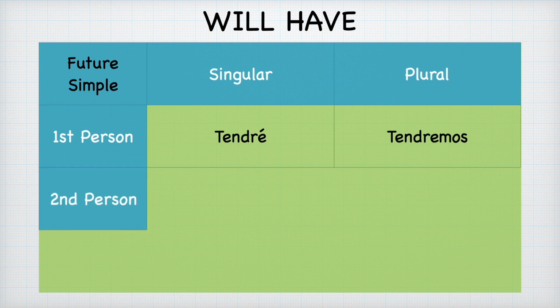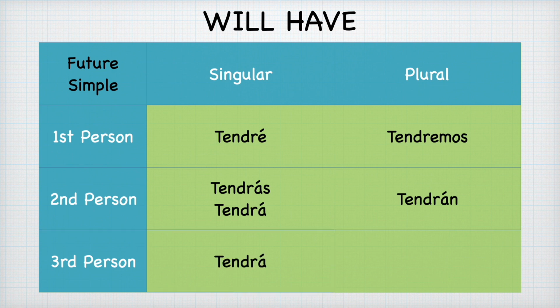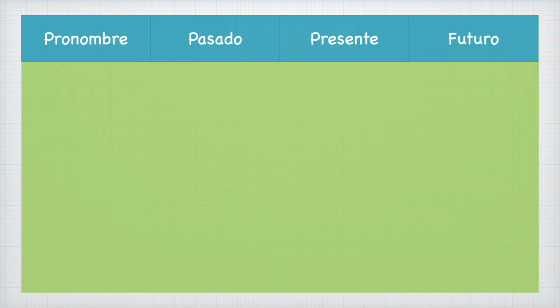Tendremos. We will have. In second person, we have tendrás. Tendrás for the informal you. And tendrá. Tendrá for the formal you. And in plural, we'll have tendrán. Tendrán. And these all mean you will have. In third person, tendrá. Tendrá. She will have, he will have, it will have. And in plural, we have tendrán. Tendrán. They will have. Let's put them side by side, including the pronouns.